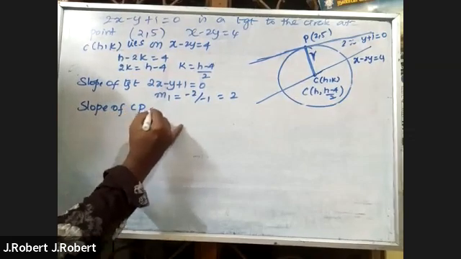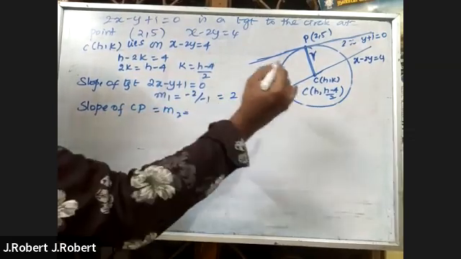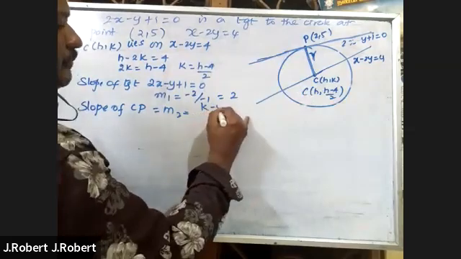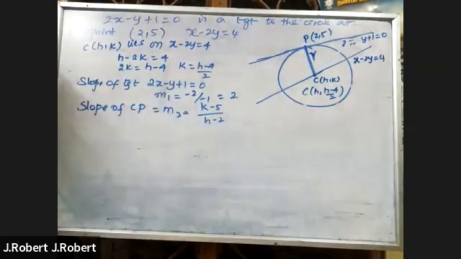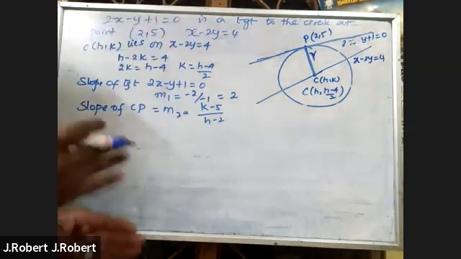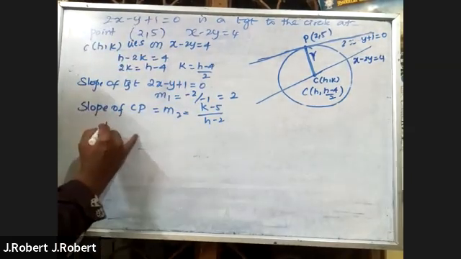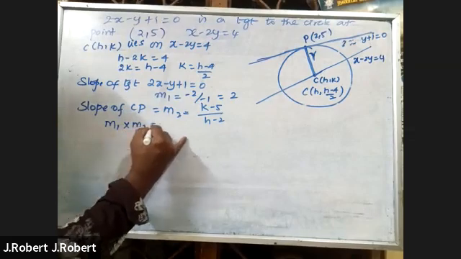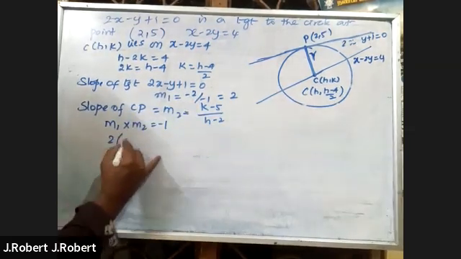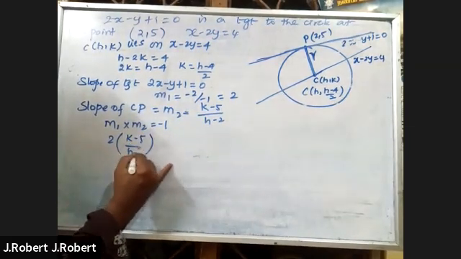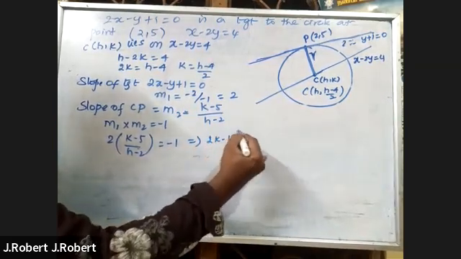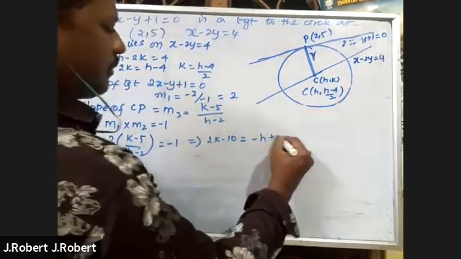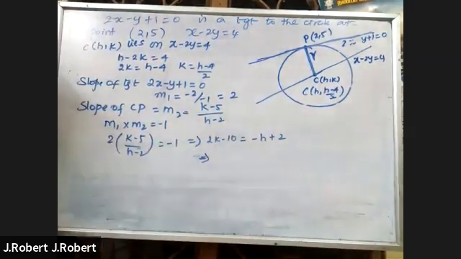The slope of CP, which equals m2, by the two-point formula is k minus 5 divided by h minus 2. Say this as m2. So the tangent and the normal are perpendicular. So the condition is m1 multiplied by m2 equals -1. 2 into k minus 5 divided by h minus 2 equals -1. This implies 2k minus 10 equals minus h plus 2.